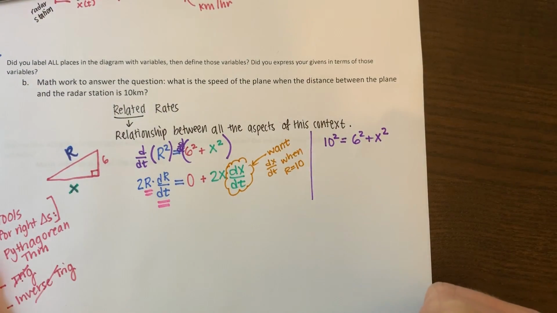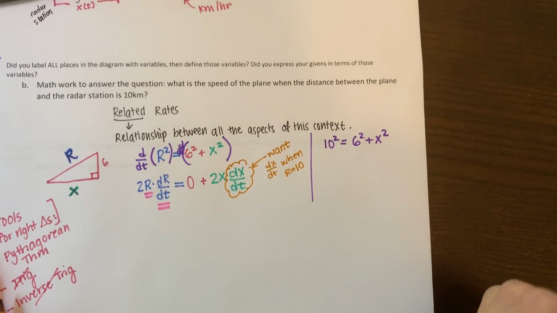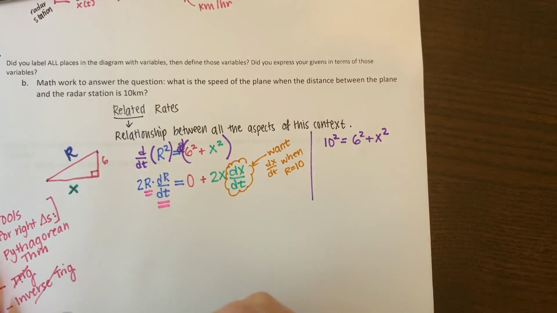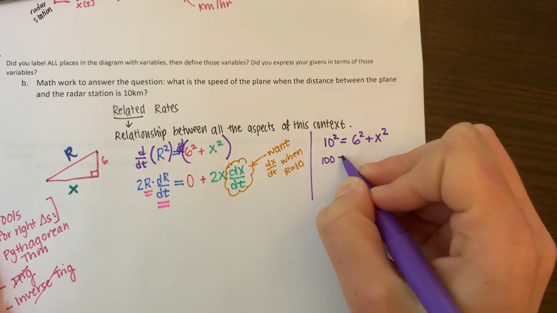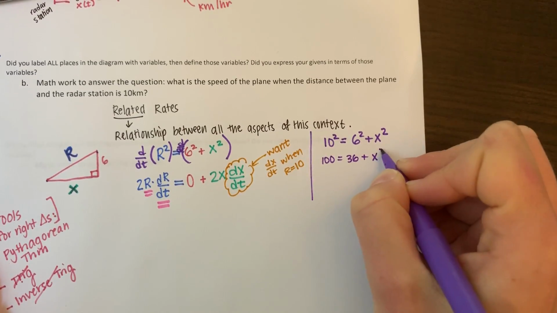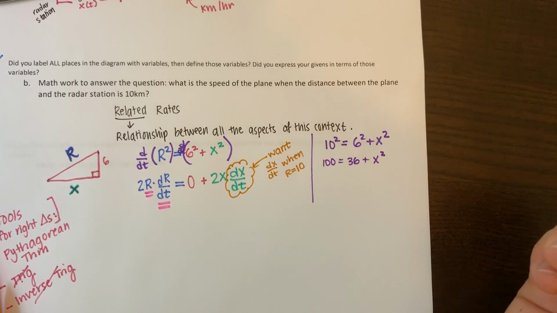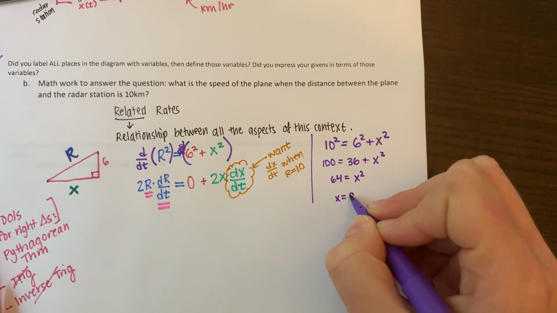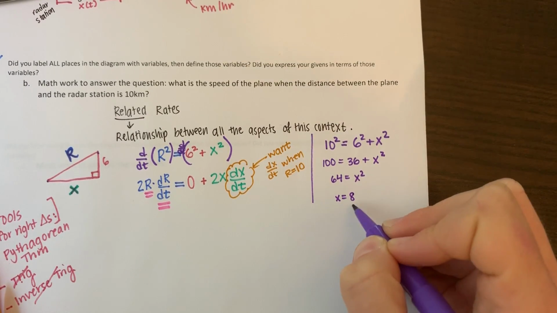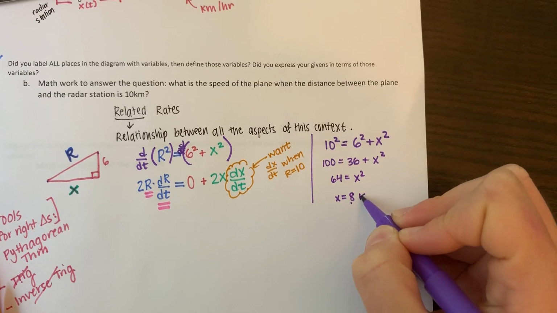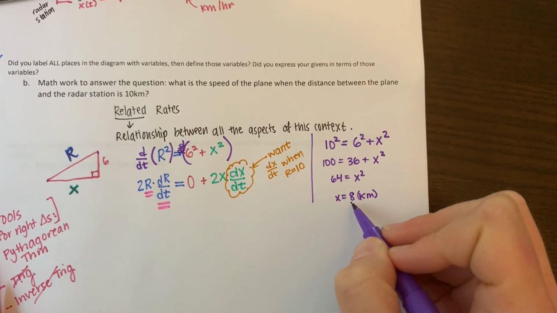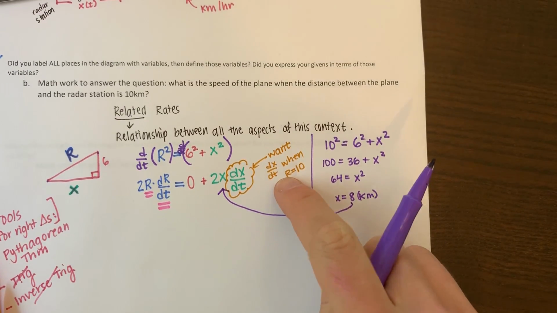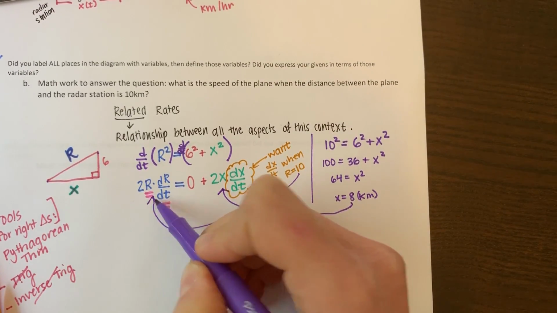What must be the position of the plane with respect to the radar station when the distance between the radar station and the plane is 10? 100 equals 36 plus x squared. And for those of you who recognize that this is a Pythagorean triple, x will equal 8. So we can plug this 8 kilometers into the equation here. Because we want when r is equal to 10, we can plug this one into here.